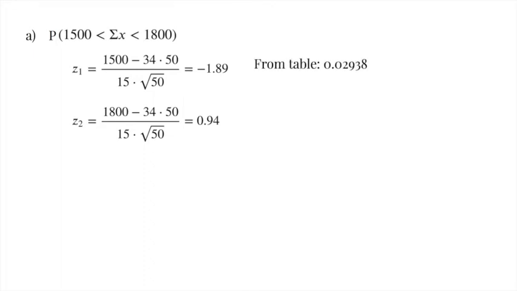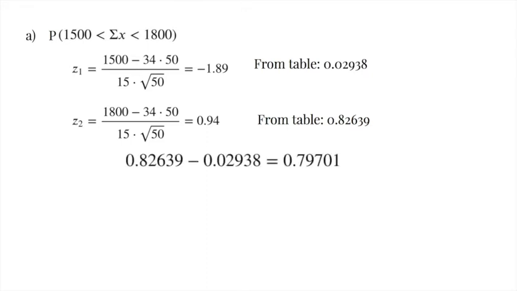Instead of showing you pictures of the table again, because these values are way out in the middle of the table and it would be hard for me to show you the left side column that tells you the base number and the top row that tells you the hundredth decimal, just trust me that these values come from the table. To find the probability between them, we just need to subtract them. Subtracting 0.029 from 0.826, we get 0.797. So that's our probability for question A.